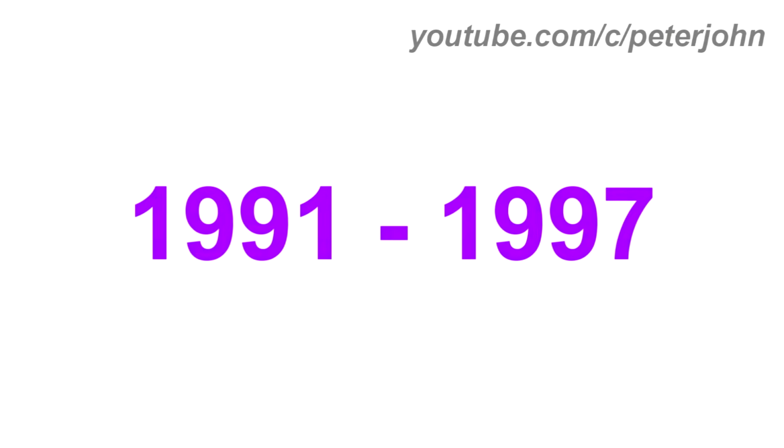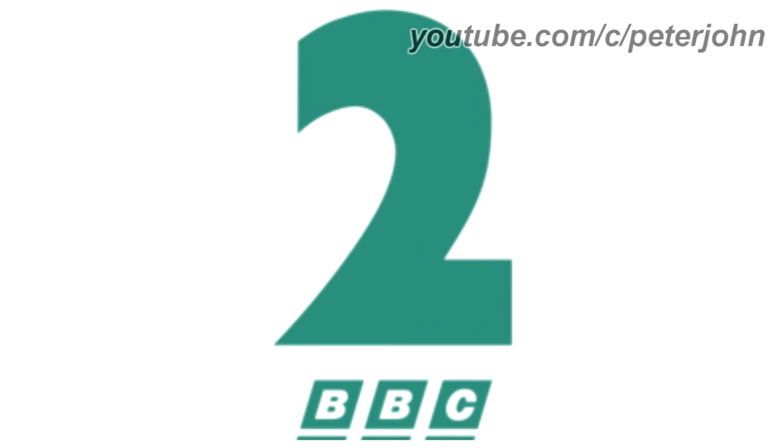1991 to 1997, the BBC logo is now green, and the number isn't in Roman numeral anymore, and also it is green now. Here is the icon and a bumper.